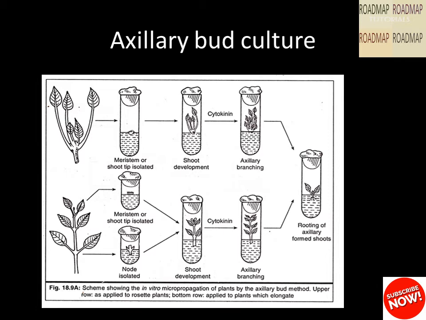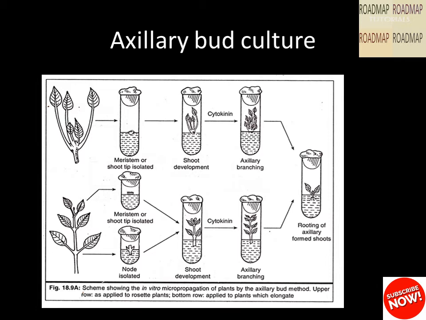The explants which are taken young require less cytokinin compared to the adult explants. Now the presence of the apical meristem may interfere with the axillary shoot development. So in such a case, it has to be removed. So this is the basic of the axillary bud culture, that is how the axillary bud culture is done.